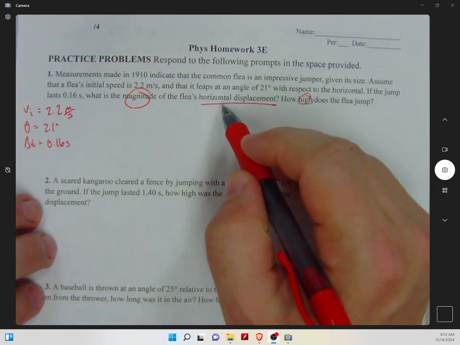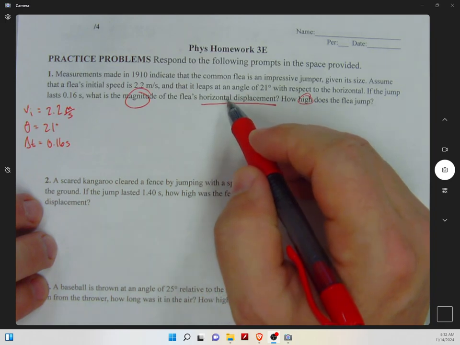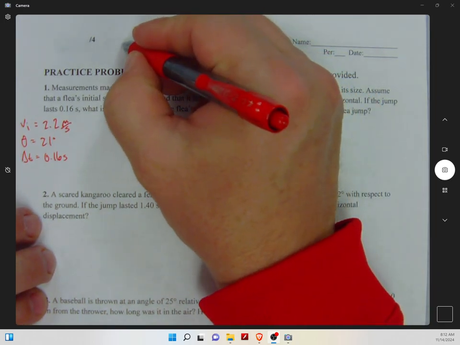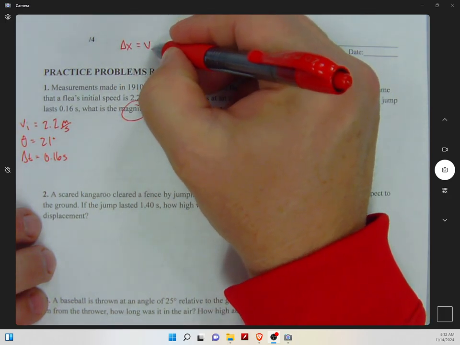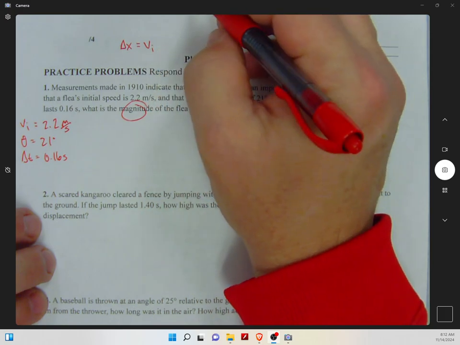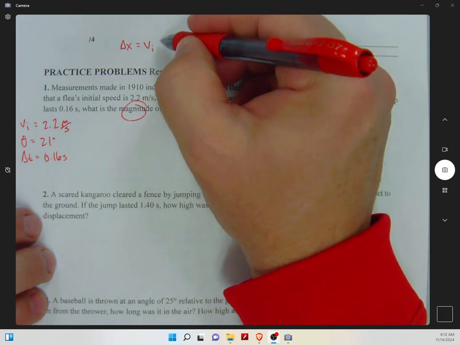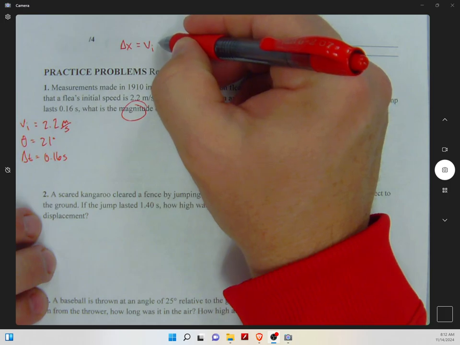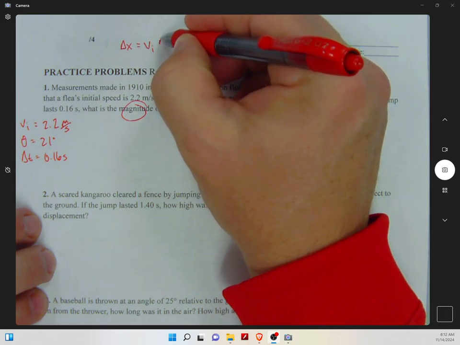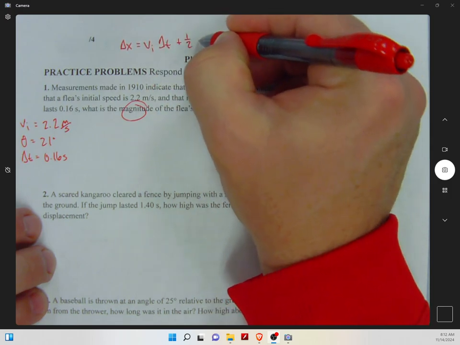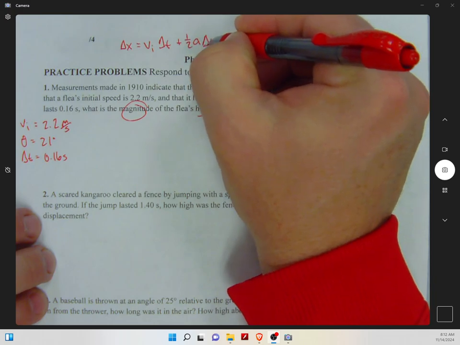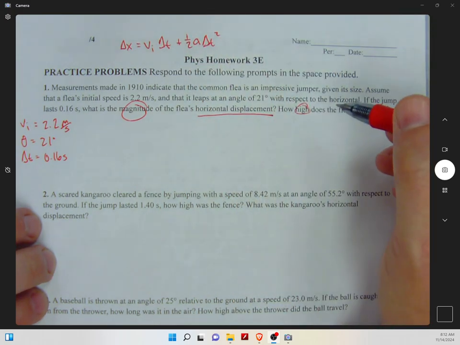So horizontal displacement. You guys know that one of our kinematics that we love is initial velocity, and that's going to be, what's that? Delta t plus 1 half a delta t squared. You guys remember this kinematic?